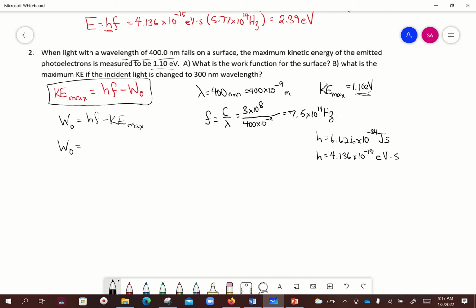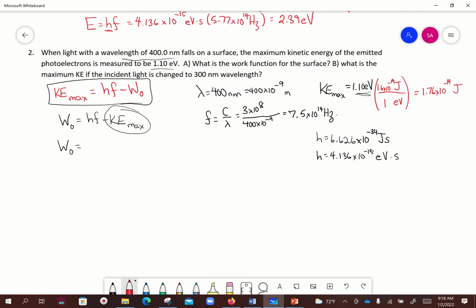So I can do this calculation with Planck's constant in joules, and then I'm going to have to convert my Ke max into joules. So if I do that, I'll write it beside it. I'm going to do my conversion. Now I want to get rid of the eV and go to joules. So 1 eV is 1.6 times 10 to the minus 19 joules. So my Ke max is 1.76 times 10 to the minus 19 joules.